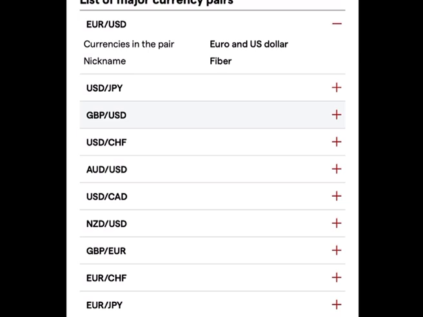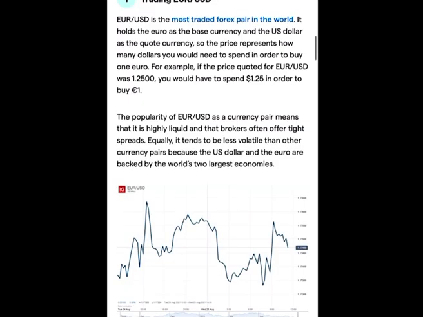So this is the way they tend to pair. When we talk about currency pair, this is the way they tend to pair different currencies together. So now EUR trading, EUR/USD. EUR/USD is the most traded forex pair in the world. It holds the euro as the base currency. What's the base currency? That's the currency with the higher strength, right? At that moment, that year, that month. And the US dollar as the quote currency. So the price represents how many dollars you will need to spend in order to buy 1 euro, right?